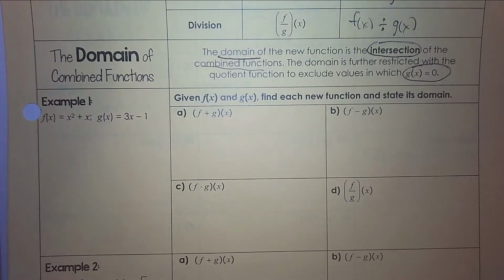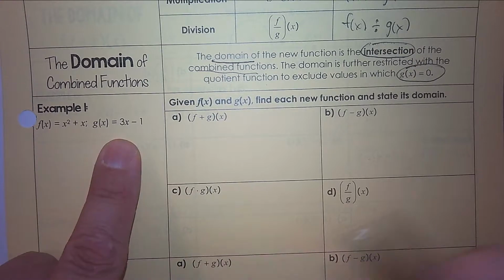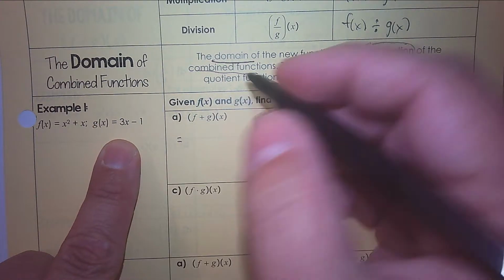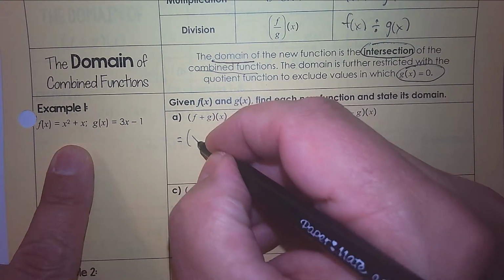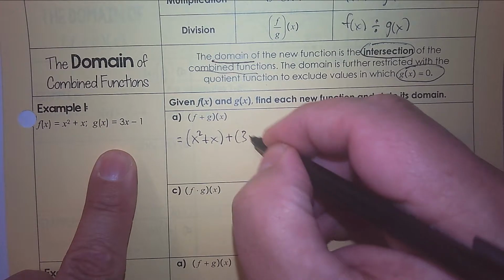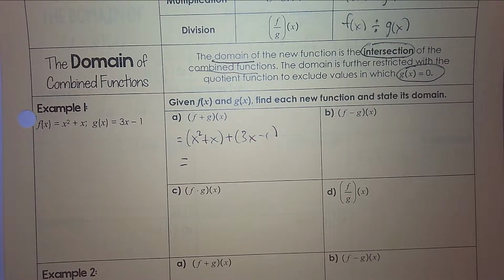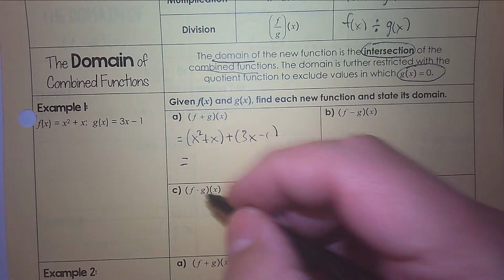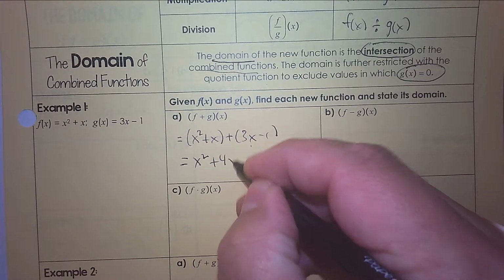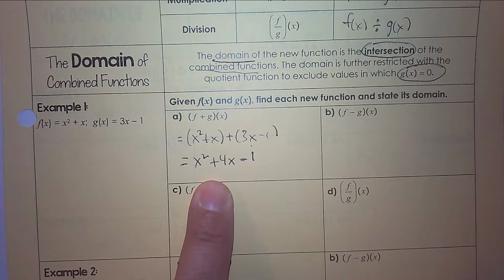So let's start. The 2 functions we have are x squared plus x and 3x subtract 1. I'm asked to add them together. So if I'm adding them together, f is x squared plus x, g is 3x subtract 1, and because they're polynomials, all I have to do is combine like terms. So we have 1x squared, x plus 3x is 4x, and the only constant is negative 1. So we added them together.